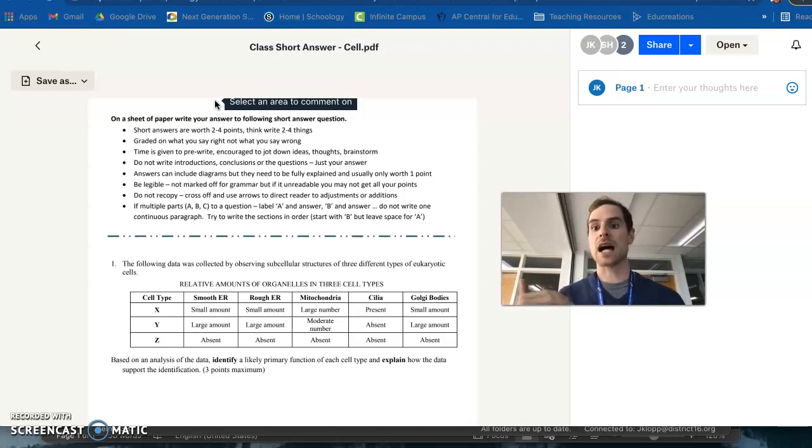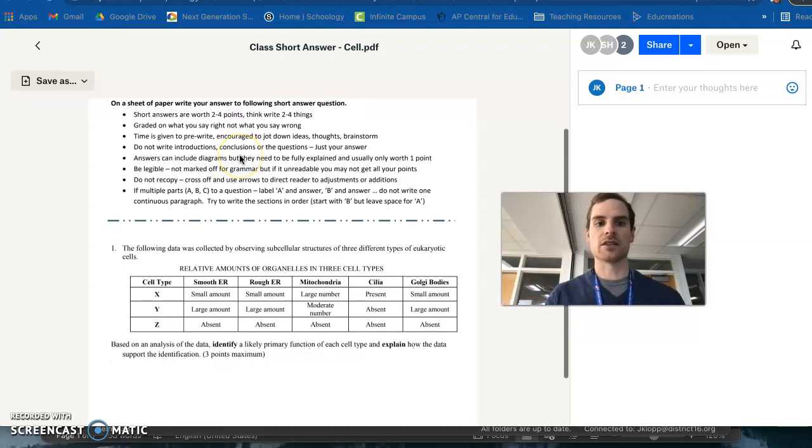So find time tomorrow and Wednesday where you have 30 minutes for sure. That'll be longer than you need, but 30 minutes for sure where you are going to take the test. You need to block that off. Let your parents know, let your friends know, let your activities know you are taking a test after school. Today, we're working on short answer.